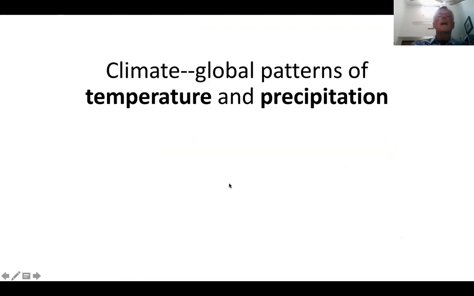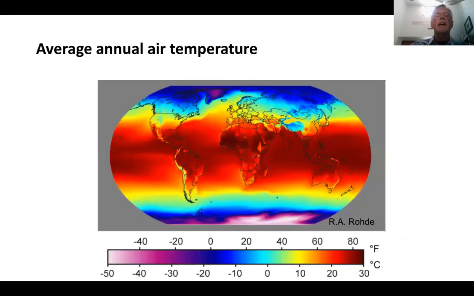Now what I want to talk about is climate. And climate is nothing more than, as I said, solar radiation is the major driver of climate, and climate is the global pattern of temperature and precipitation. So we're going to talk about that now. And this one is the global pattern of temperature, all right?